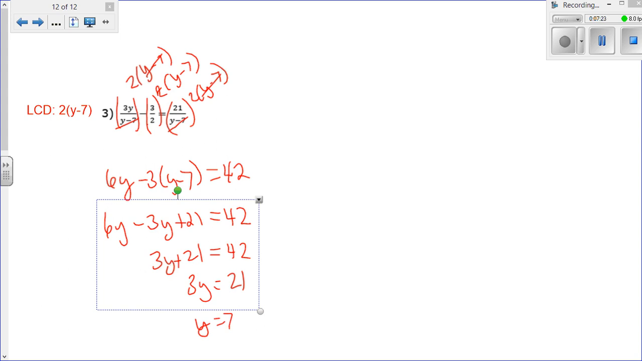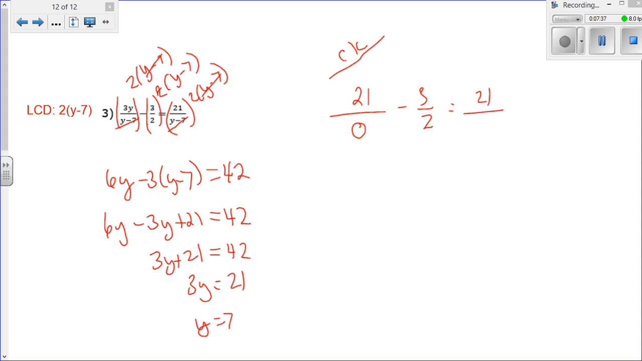So here we go, our check. Y is 7, so 3 times 7 is 21, over 7 minus 7 is 0, minus 3/2 equals 21 over 7 minus 7 is 0. Okay? Yikes. Cannot have zeros in the denominator.